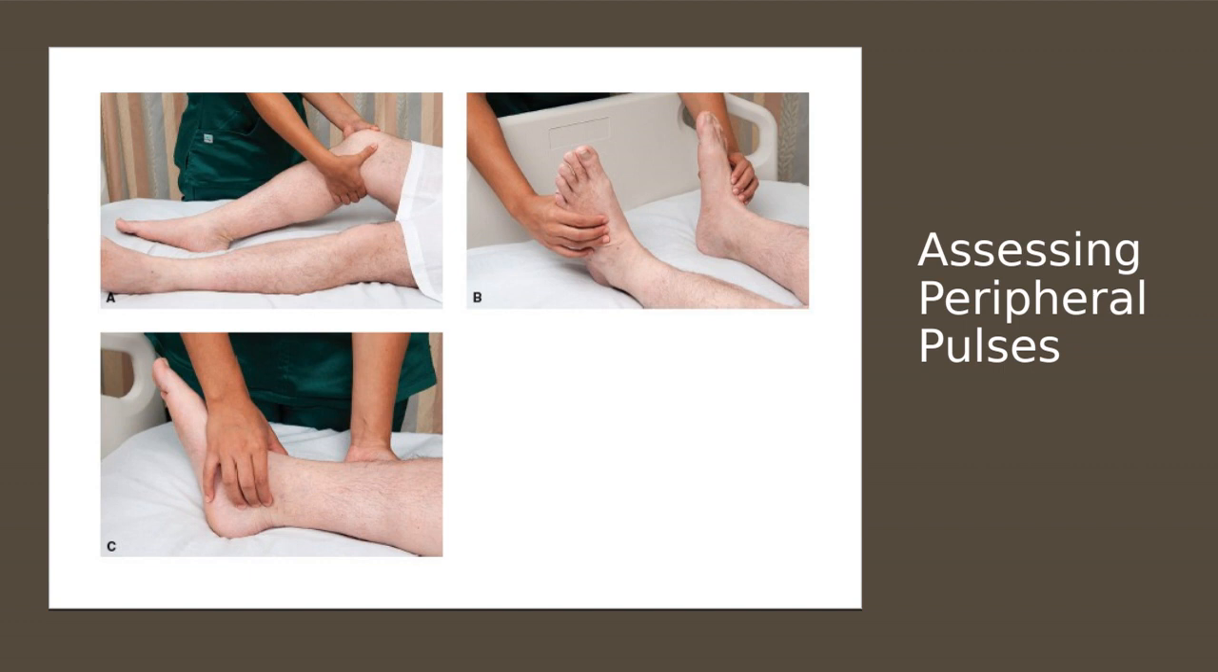Does everybody know where the pulses, what each pulse is? Because there are exam questions on this. So this is your popliteal, dorsalis pedis, and posterior tibial. You have to know these. You have to know the exact anatomy.